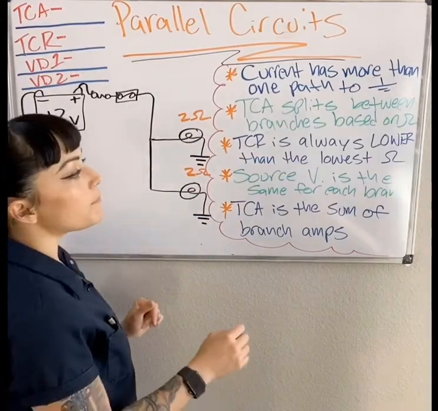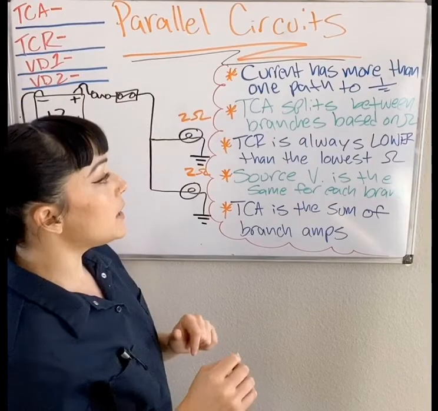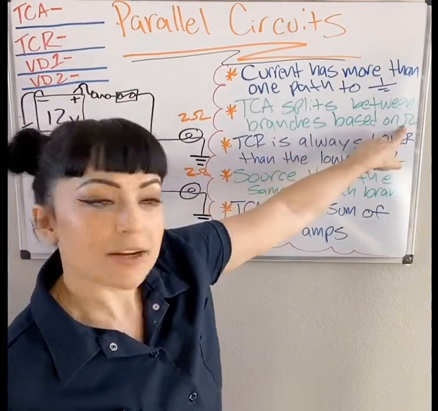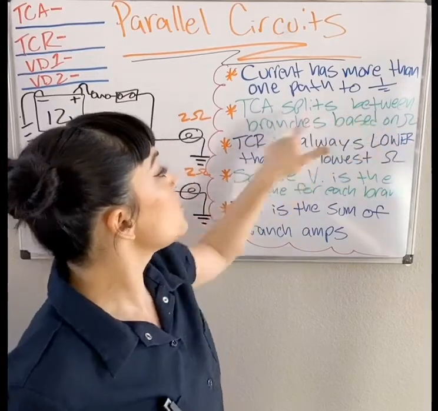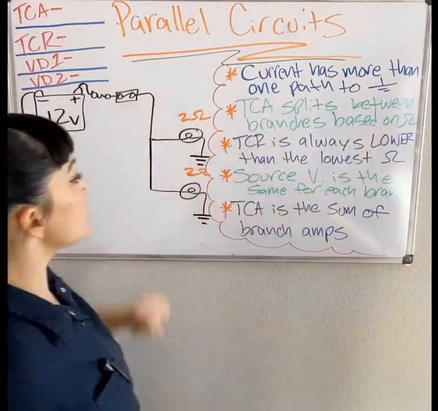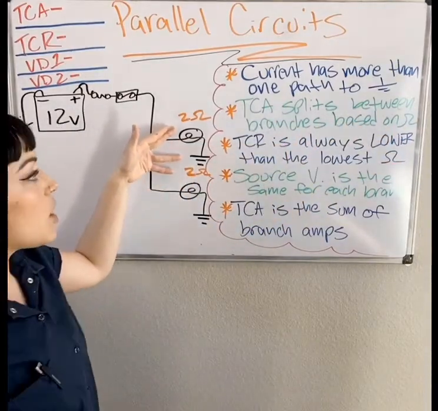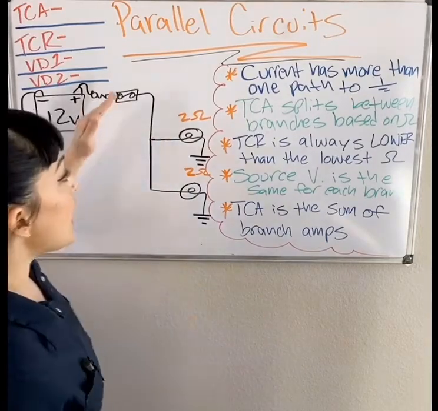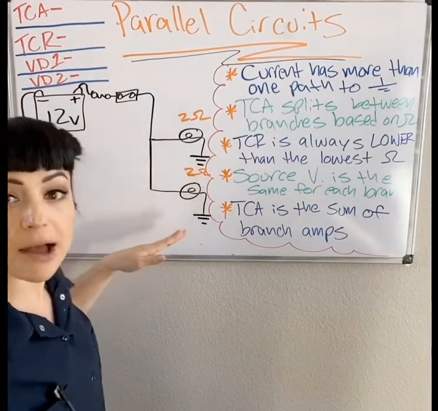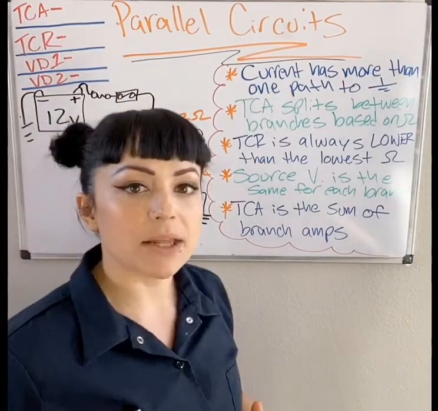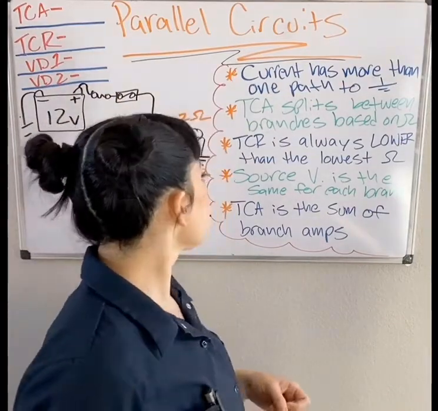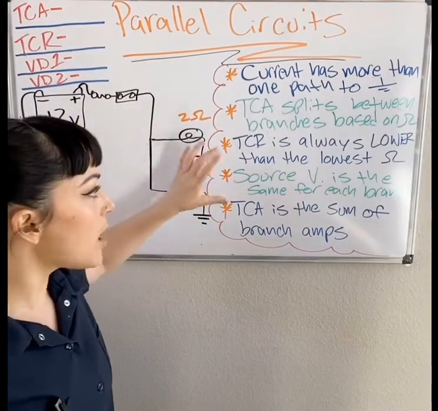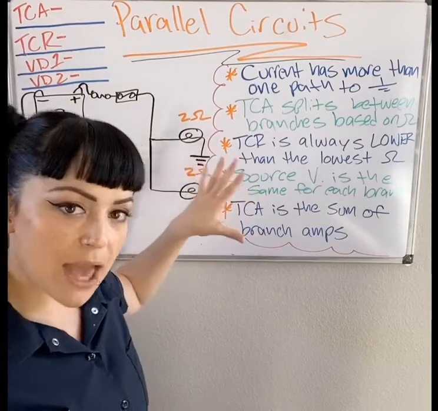This is all going to be dependent on resistance. And hopefully the video glare is not too bad. But TCA splits between branches based upon resistance. Now, in this case, we've got resistance values that are exactly the same. So you would imagine amperage is going to split in half. And that's exactly what's going to happen, essentially, from your TCA. So I'm going to come back and show you that mathematically.